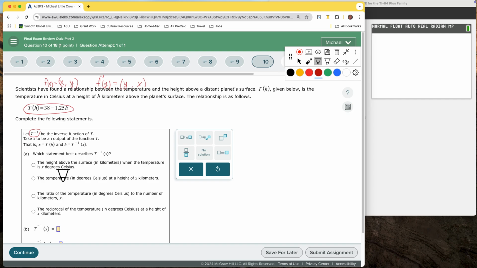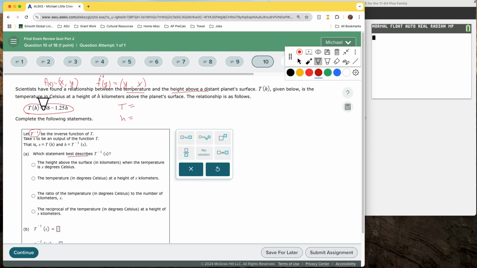One of the key parts is seeing that we have two variables, okay? So an x and a y, but in this case, they're using capital T and little h. So let's define what the units are on these variables, because that's going to help us when we're trying to describe this. Scientists found a relationship between the temperature and the height above a distant planet's surface, T of H.